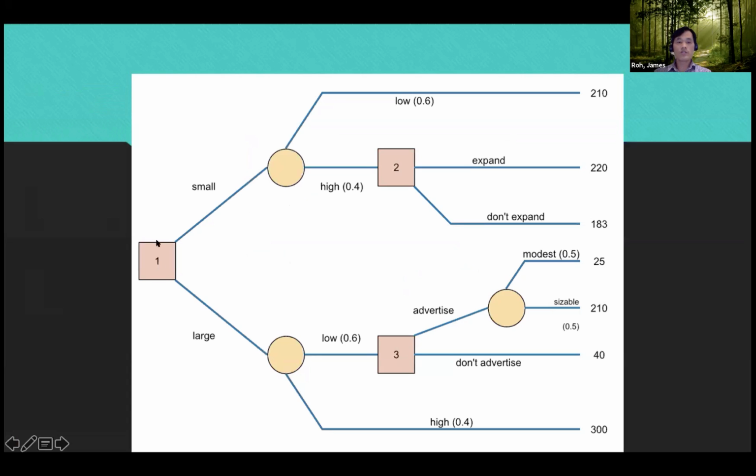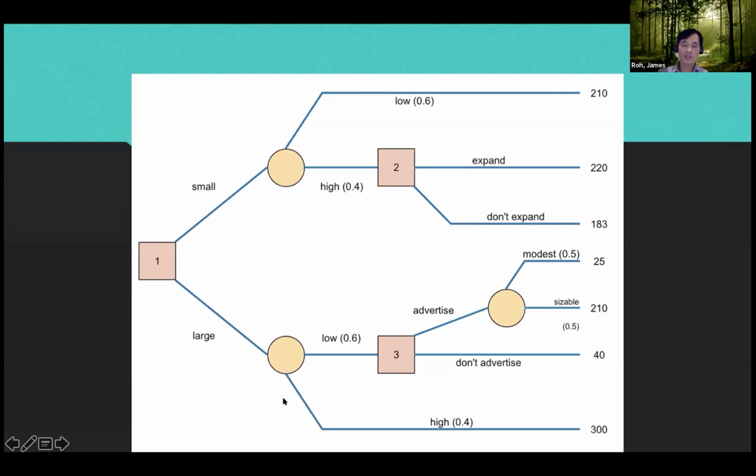So first of all, the decision point is right here. And your decision is whether to build a small facility or large facility, right? So that's your choice to make. And after that, you have a choice whether that is a high market or low turnout or high turnout. And if it is low, that's 60%. If it's high, then 40%. And that's the same with large facility choice as well. So low 60% and high 40%.